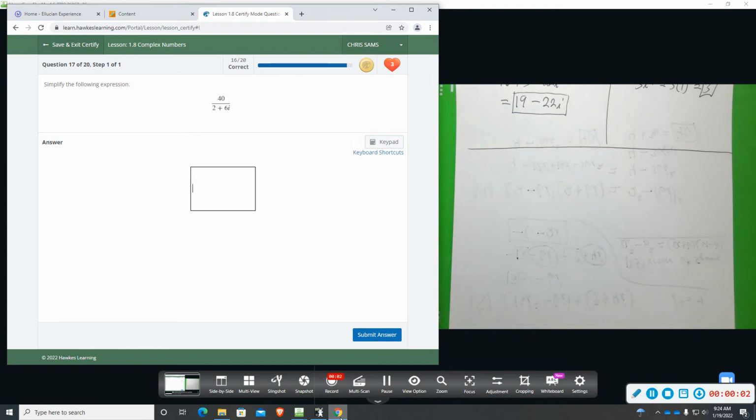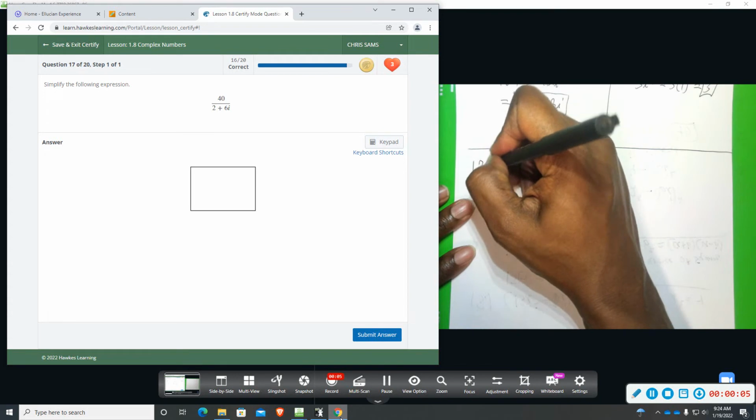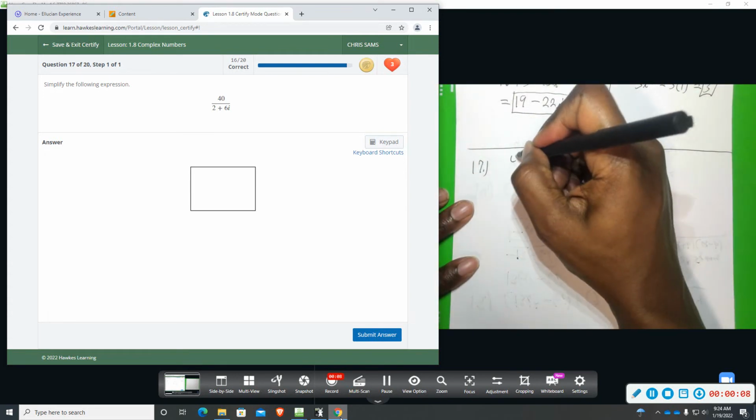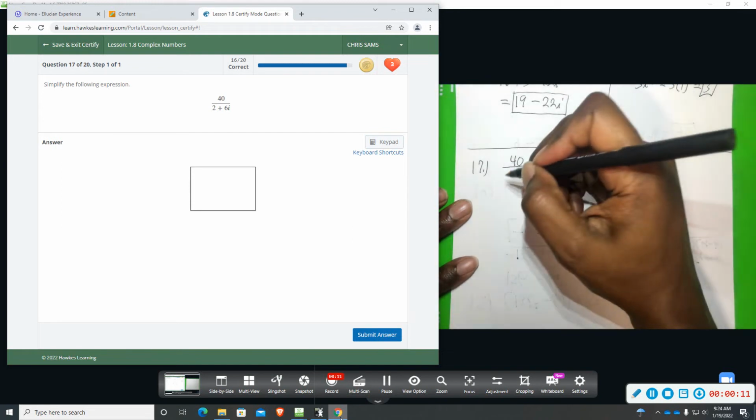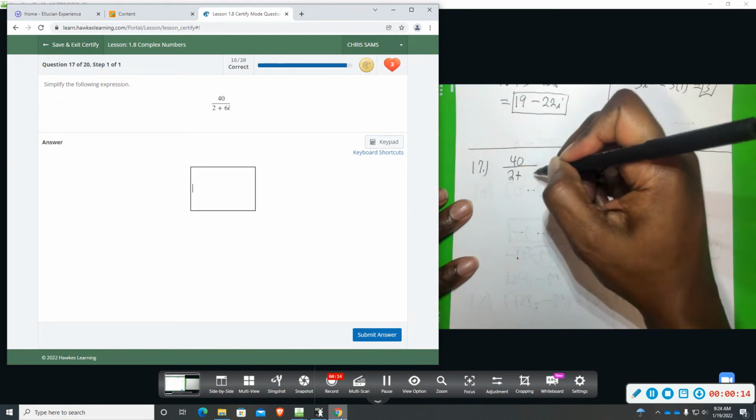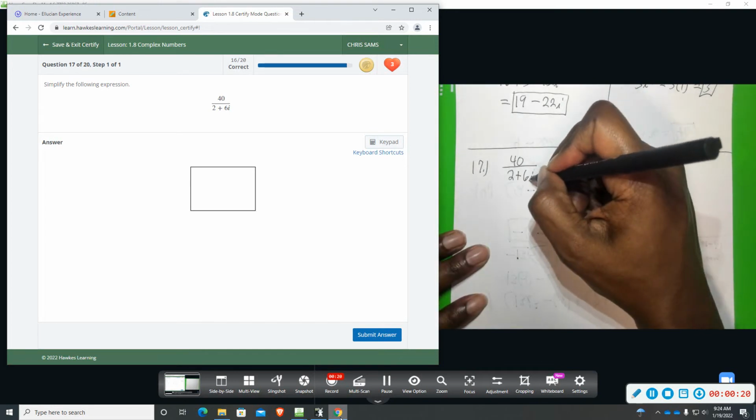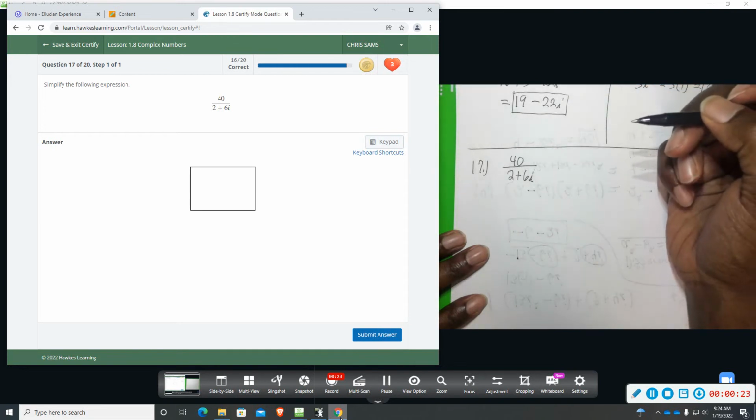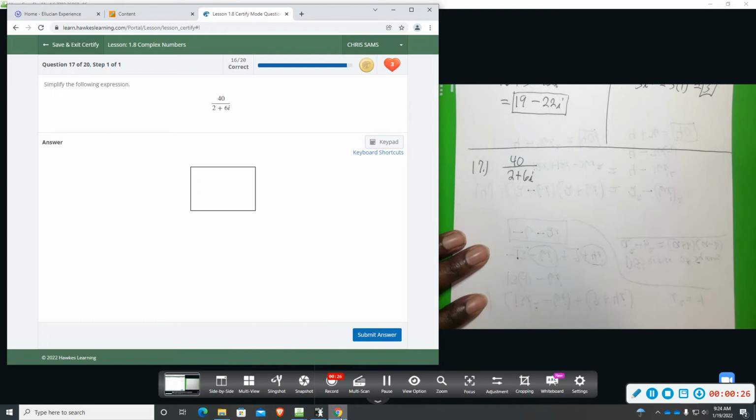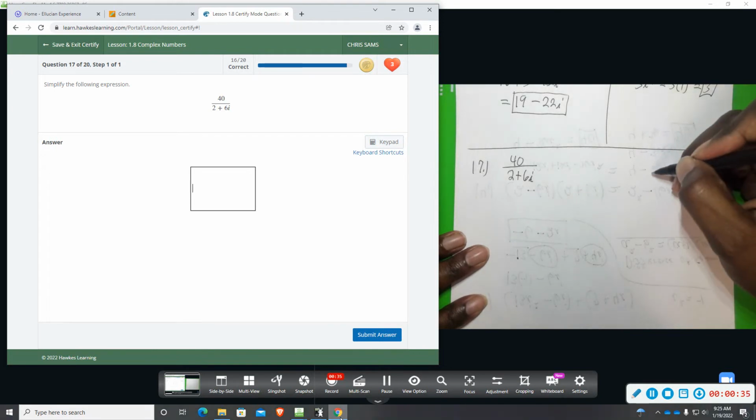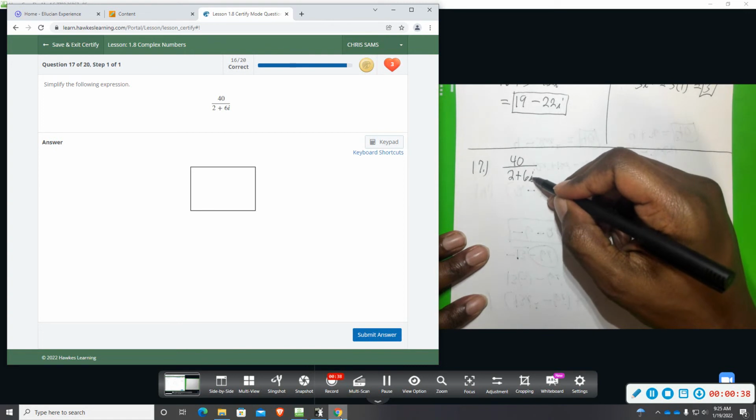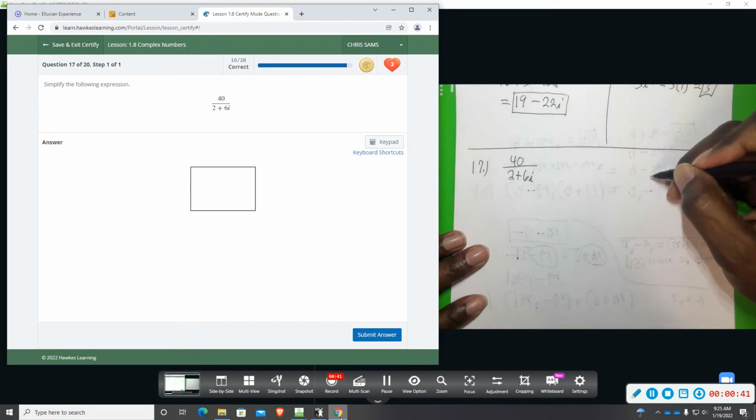All right, number 17, we have 40 divided by 2 plus 6i. Okay, the way these problems work is we want to get rid of the imaginary on the bottom, rationalize the denominator. And in order to do that, we're going to be pretty much applying that difference of squares method. It's called rationalize the denominator, but the way we get rid of these, that we rationalize it, is by using the complex conjugate, which basically comes from the difference of squares.